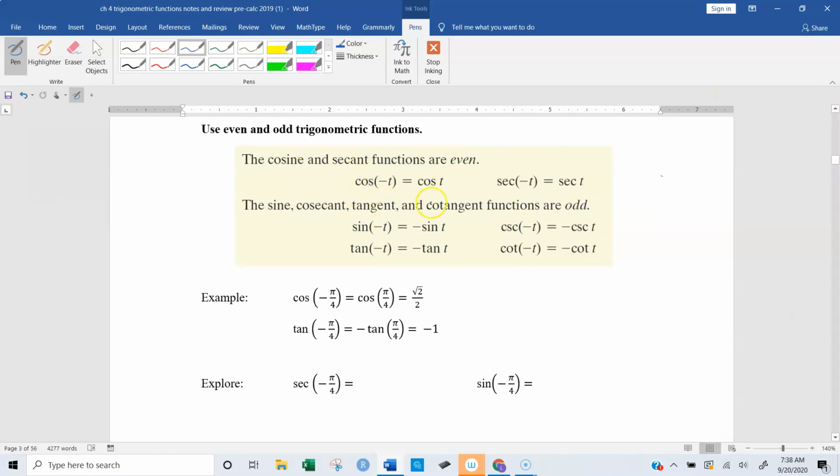Okay. Even and odd functions. Remember, even functions are symmetrical over the y-axis, and odd means they flip around the origin. We don't use that a whole lot, but a little bit here is helpful. If you know the cosine of a negative angle is equal to the cosine of the regular angle. So what this is saying is if I'm here and I know the cosine of this 45, which is the square root of 2 over 2, then I also know the cosine of a negative 45 is also the square root of 2 over 2.